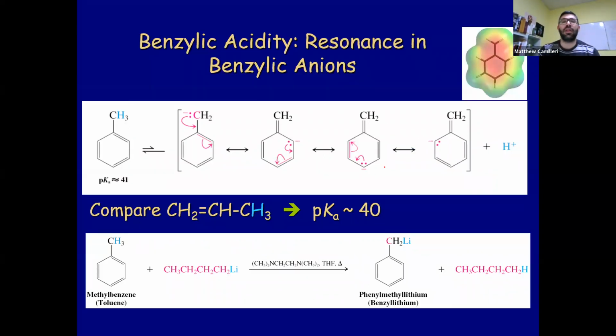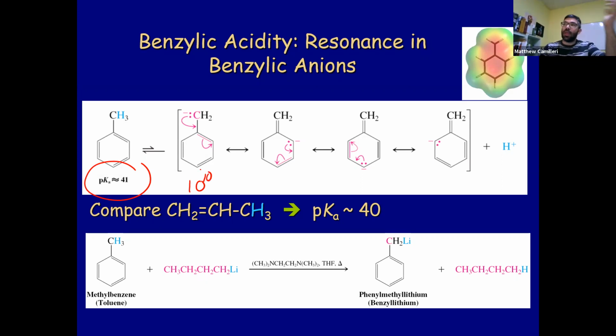Benzylic acidity: resonance in benzylic anions. So let's say you have a strong base and it protonates methylbenzene. Now, this negative charge is going to be carried through the ring, which means that at the end of the day, your anion is more stable than what you would normally observe in a normal alkane. Therefore, it is around 10 to the 10 times stronger acid.